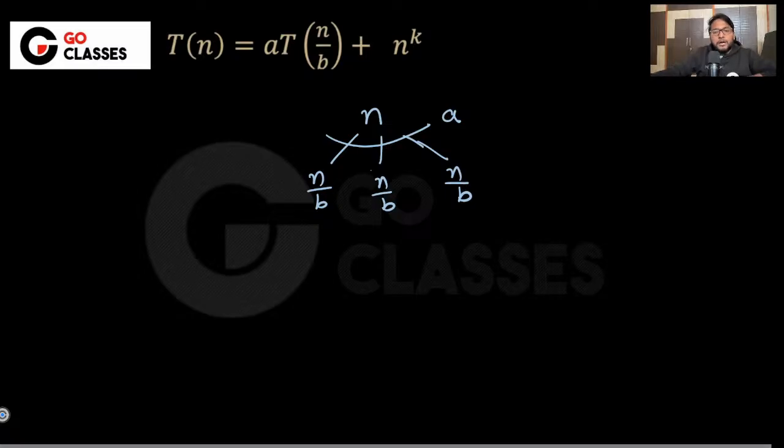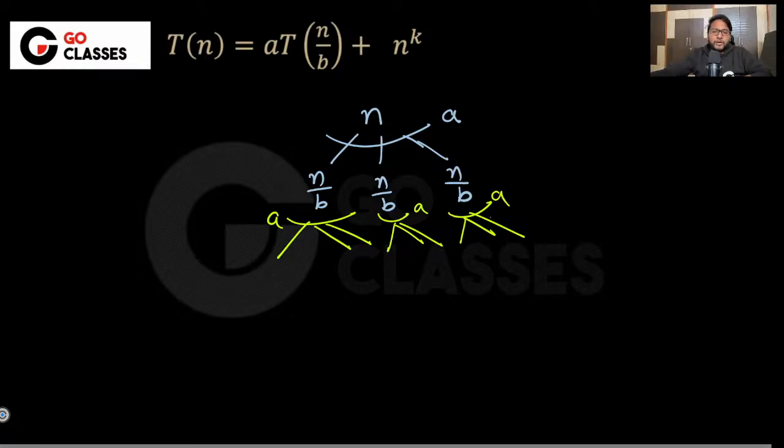Is this fine? Now we are dividing it further into a parts, this further into a parts, this further into a parts. If this is a, this is a, this is a, then how many such terms will be here? A square. So this will be n upon b square, and then ultimately this is n upon b power p. Generally we write k, but because k has been used, I'm writing b power p.